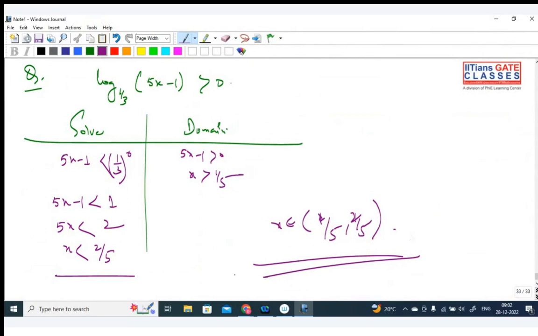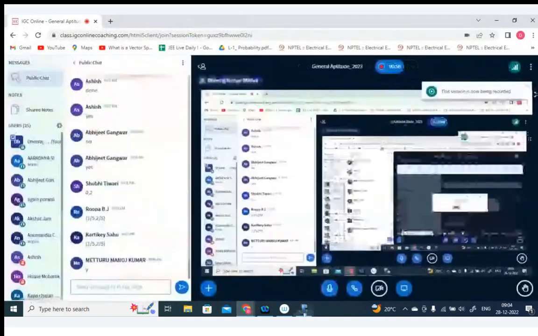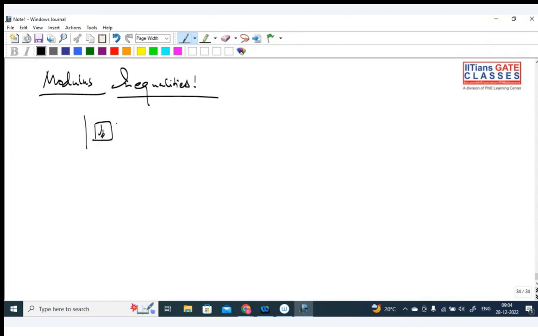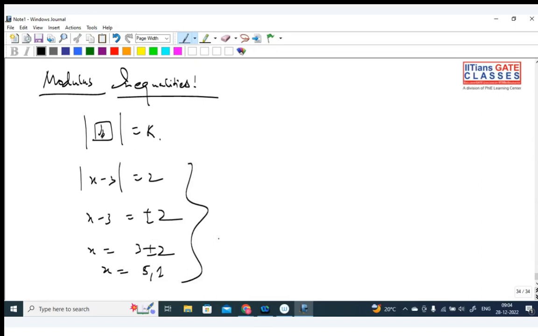Note down: solving modulus inequality, right? Modulus. This is very, very important. So what is modulus basically, do you know? Mod is basically like this: something will be there, and it will equal some constant. Suppose x minus 3 is there and they have given 2. You can write this as x minus 3 equal to plus minus 2. X equal to 3 plus minus 2. So x will have two values, 5 and 1. This is what a mod equation is. That you have to keep in mind.